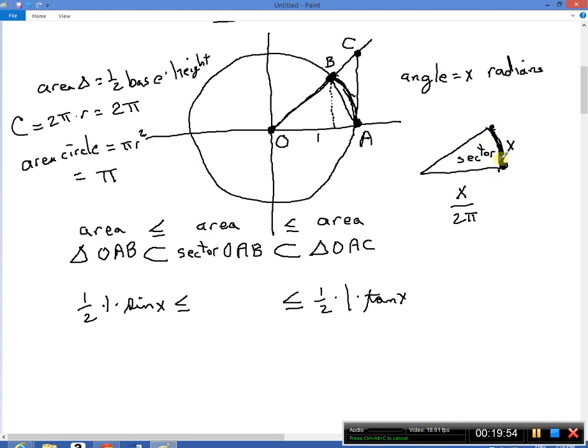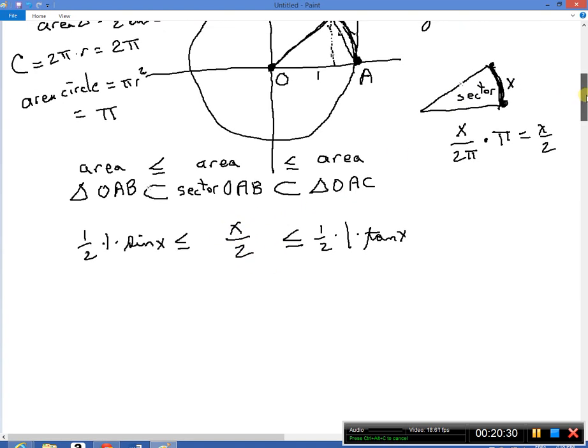This is x. This is how much I got. The whole pie is this much, and it has circumference 2 pi. So the portion of the pie that I got was x over 2 pi. So the area would be this percentage of the whole area, which is pi. So I just take this percentage and multiply it by pi, and that reduces to a nice easy number, x over 2. So if you measure your angle in radians, the area of a sector is really simple. It's just x over 2.